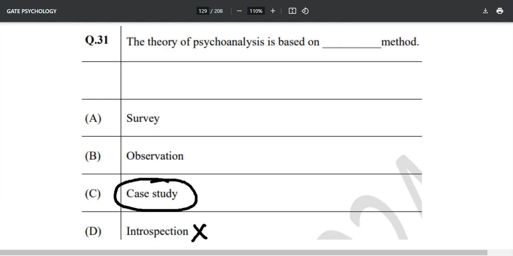Introspection was initiated by the structuralists, Wilhelm Wundt and Edward Titchener. Introspection is looking into one's own self, or looking inside, and things like that. So the correct option will be case study. We are discussing unit number 6 of 2024.